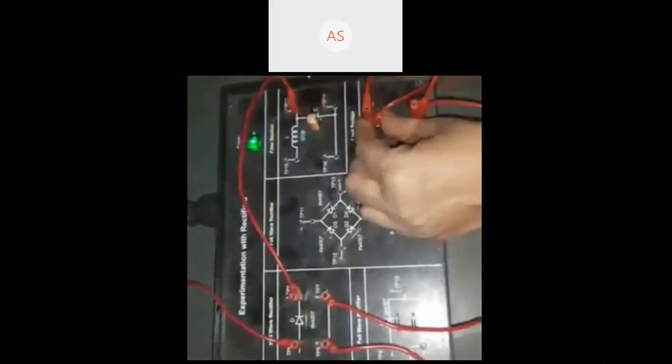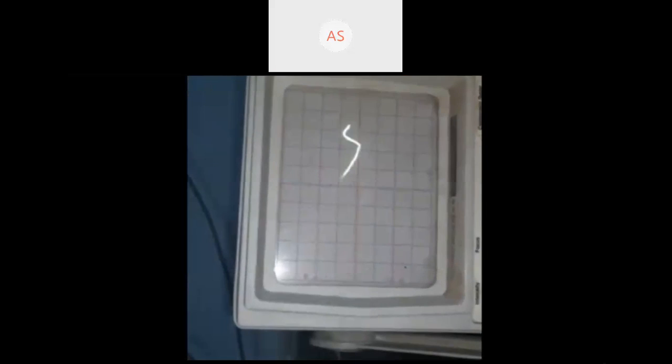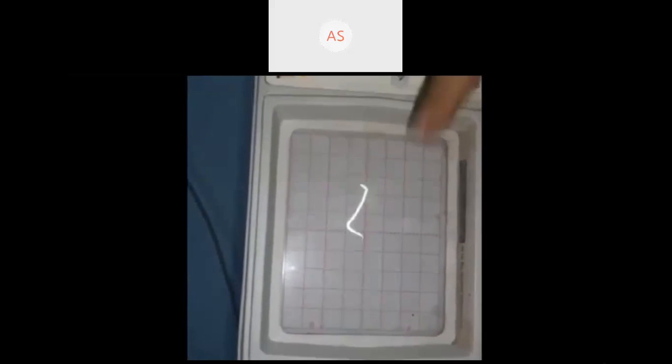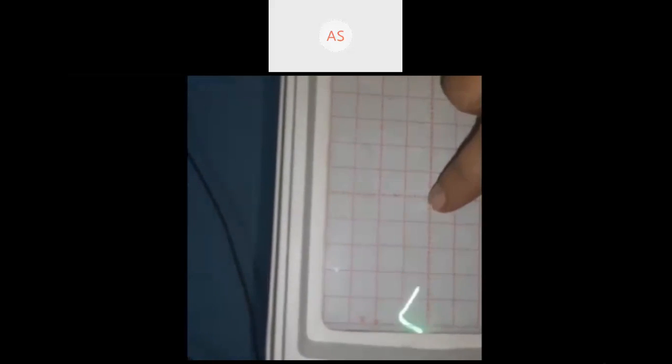Then we connect a filter or capacitor across resistance R, and we will see this is the output when we connect the capacitor across resistance. We get a filtered output waveform.